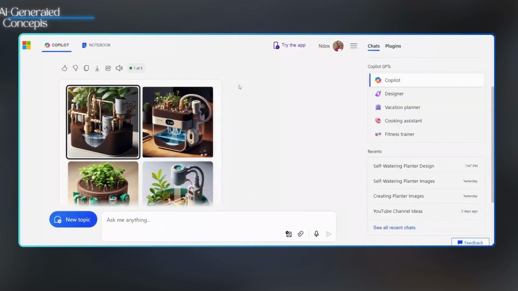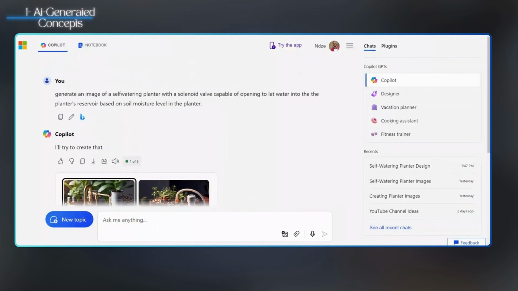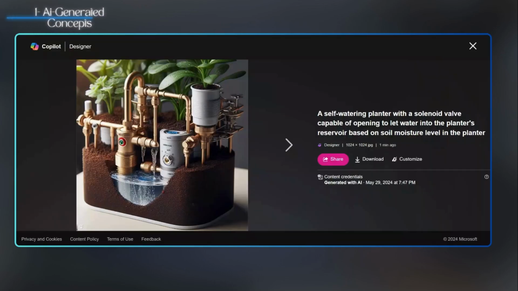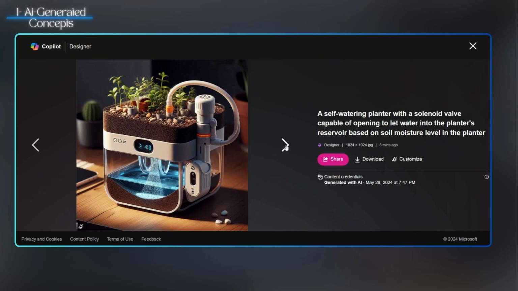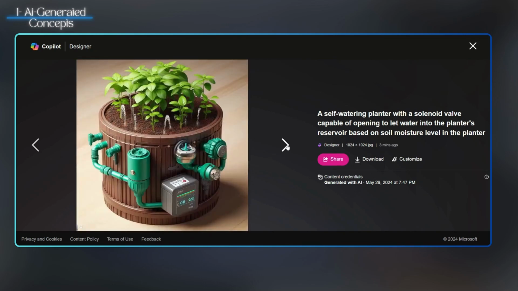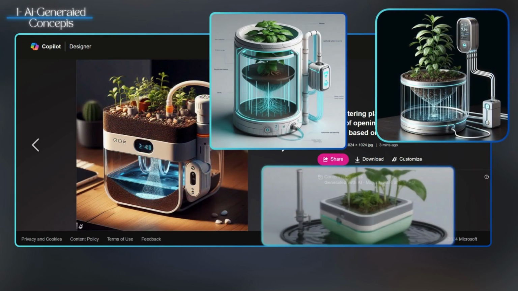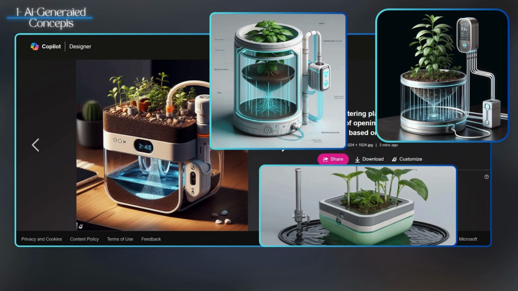I had to ask AI for suggestions on what it thinks a self-watering planter with the specifications I gave it would look like. The prompt was to generate an image of a self-watering planter with a solenoid valve capable of opening to let water into the planter's reservoir based on the soil moisture level in the planter. So yeah, the pictures it generated.